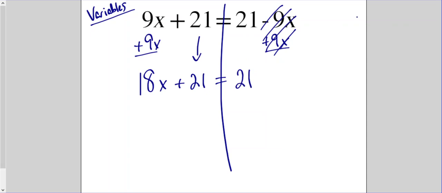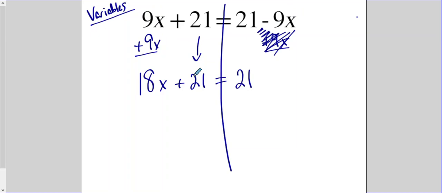So immediately in that step, I can see that this is not a special case. Special cases really only happen when this variable term cancels out and this variable term cancels out, but that's not what happened there. They combine to make an 18x. Really, they have to be identical on both sides. This is a negative 9x, while that's a positive 9x. So this is not going to be a special case.